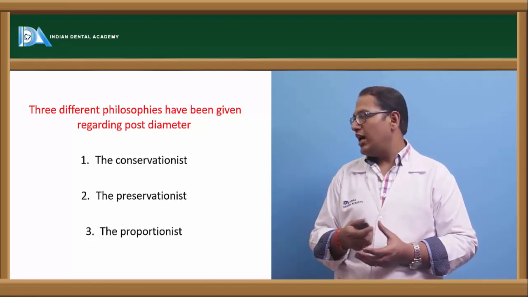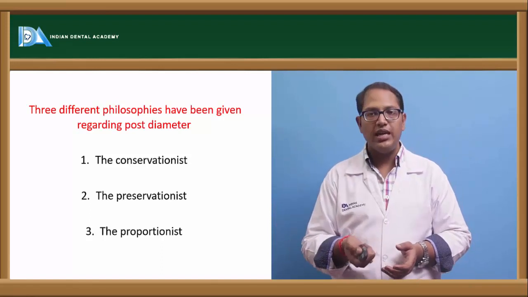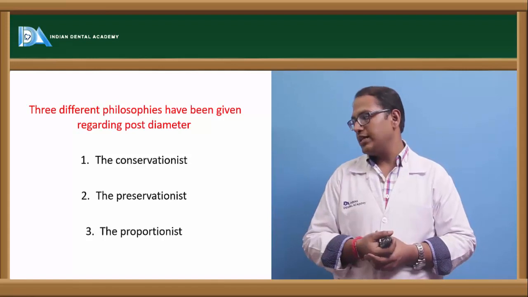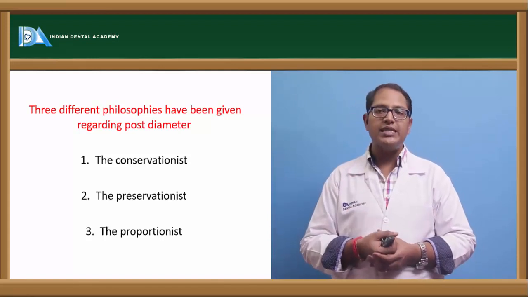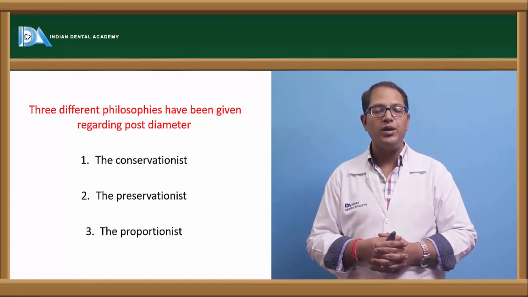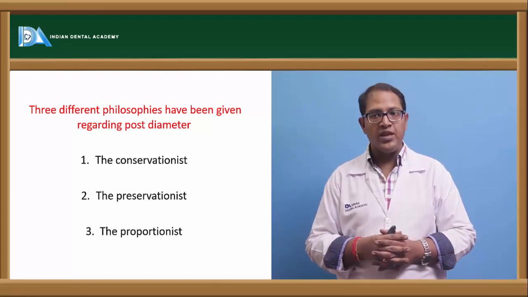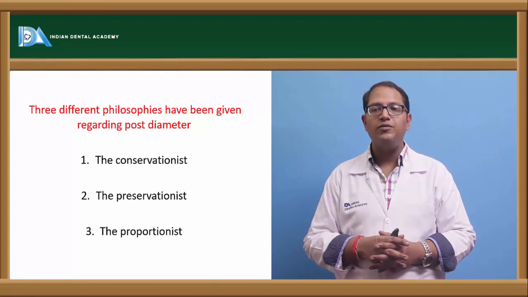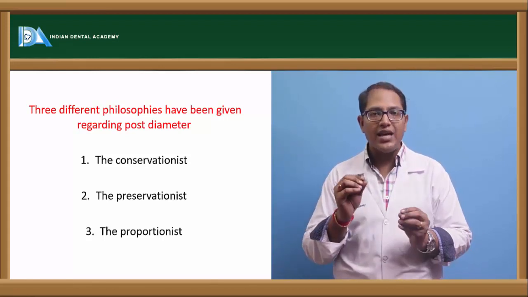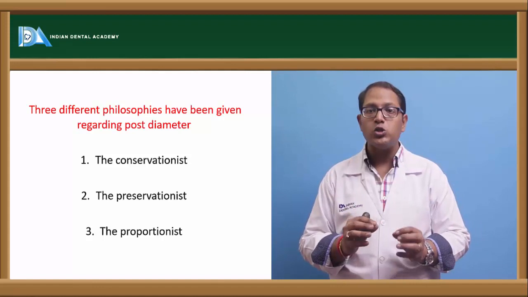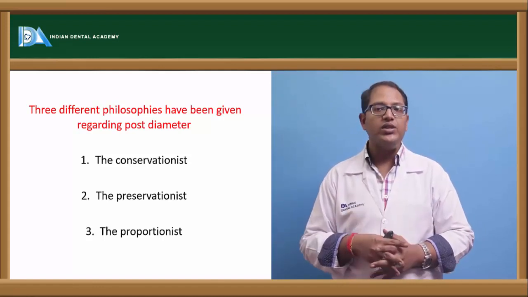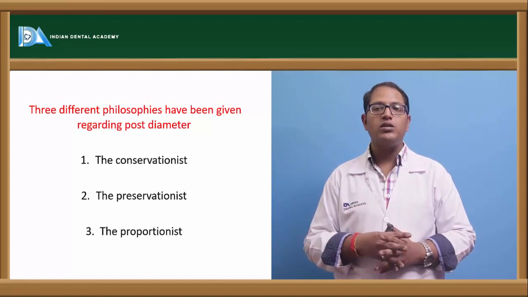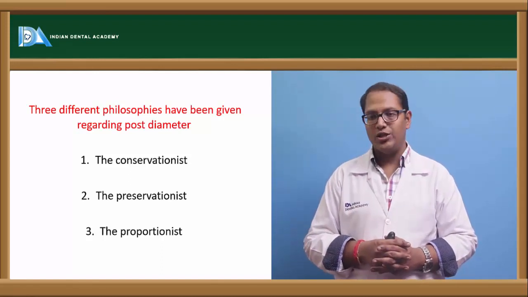Next is the preservationist theory of post diameter. Or let's see the proportionist theory first. The proportionist theory says that the diameter of the dowel should be 1/3 of the diameter of the root. Wherever it is given, the dowel space should not exceed 1/3 the width of the root at its narrowest dimension. They suggested that the 1/3 relationship preserved sufficient tooth structure to resist tooth fracture as well.